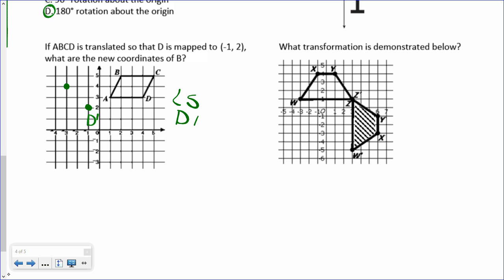What is that? Negative 3, 4. So that would be the answer. They would want you to either plot the point or type that in. That's the kind of question you might see on the SLL as well.